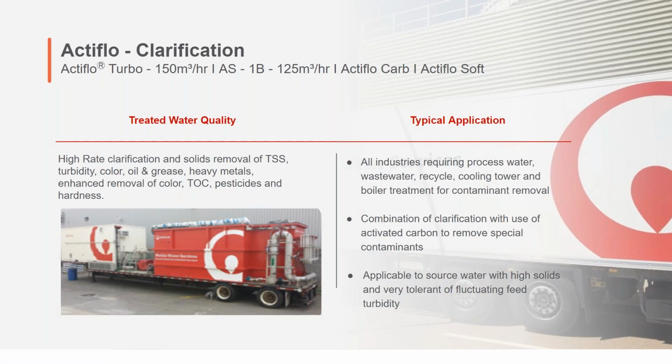Active flow clarification is versatile for many process and wastewater applications, with a capacity per trailer of up to 1,100 gallons a minute. The chemical feed packages are included and configured for the needs of the application, whether it be for removal of turbidity, organics reduction, metals removal, or hardness reduction.